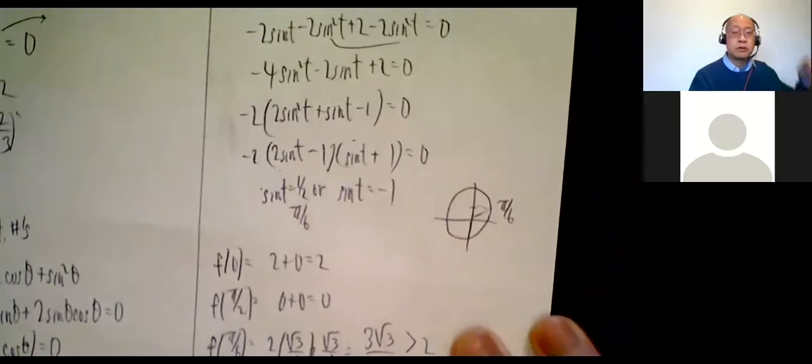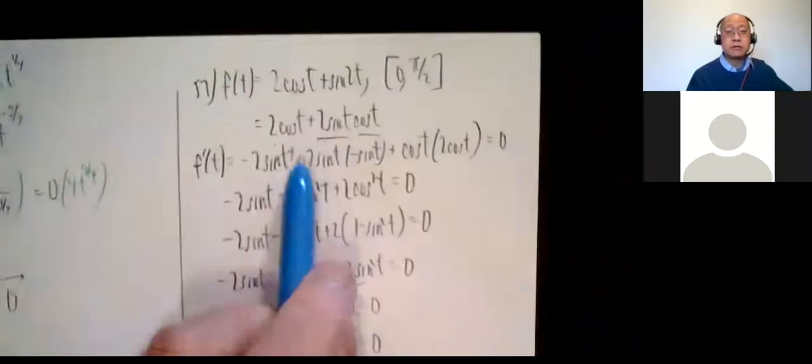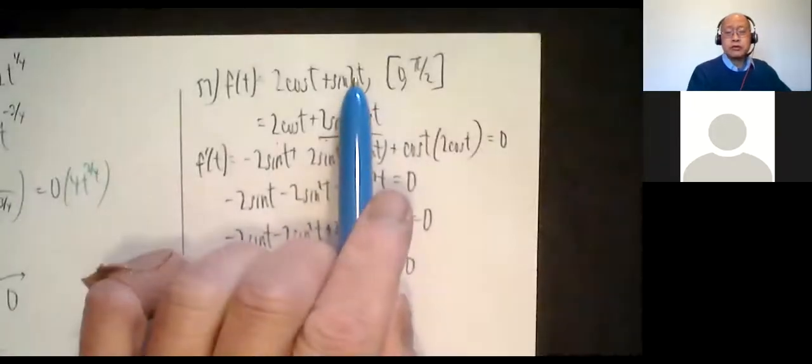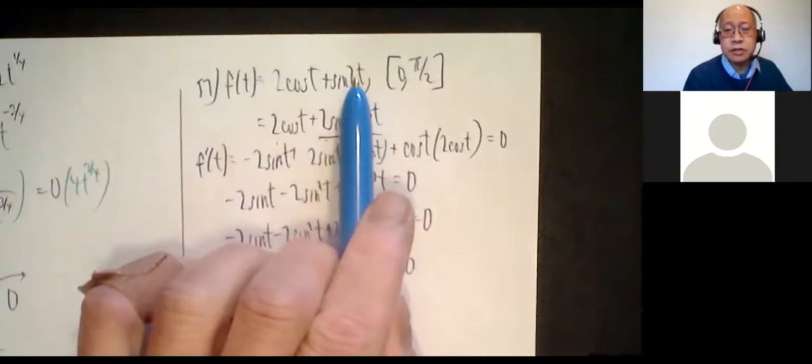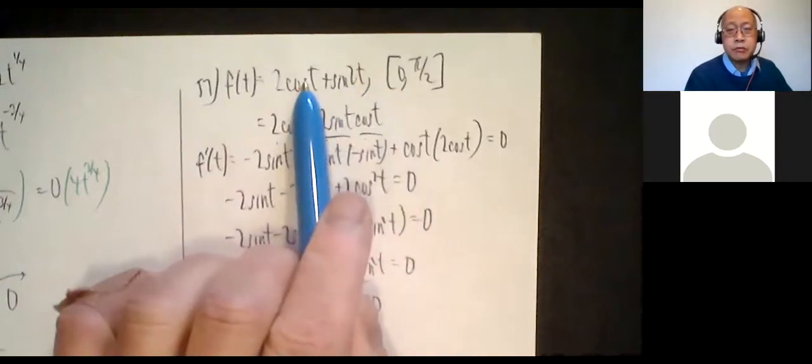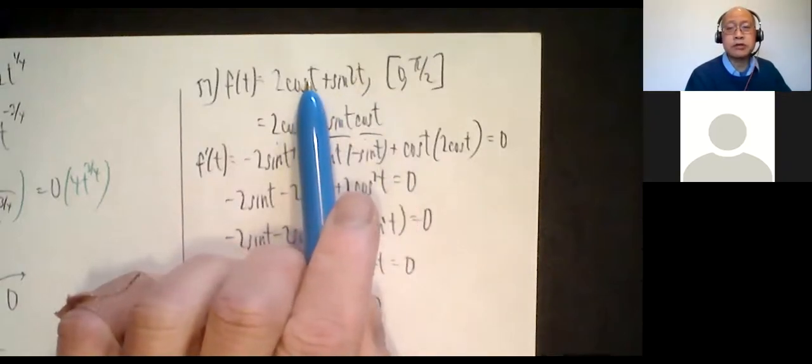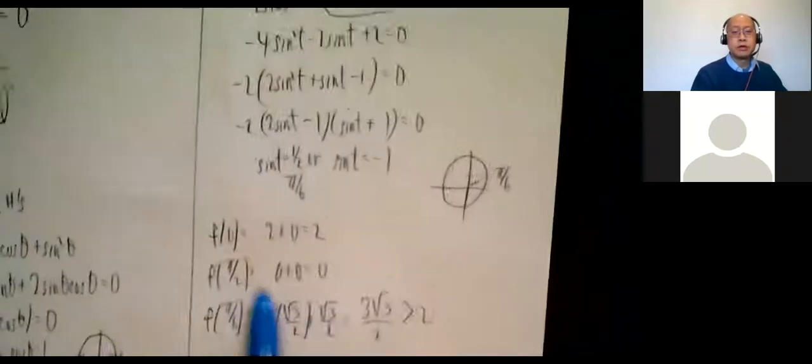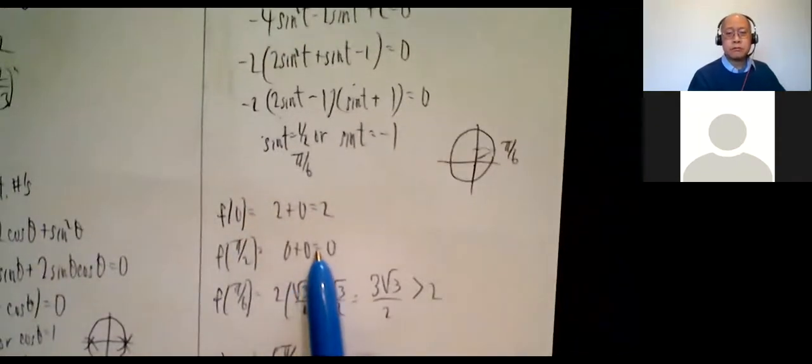Plug in pi over 2, 90 degrees. Pi over 2 there, I'm taking the sine of pi, which is 0. Put pi over 2 there. Cosine of pi over 2 is also 0. 2 times 0 is 0. So that's going to be 0. And then pi over 6.